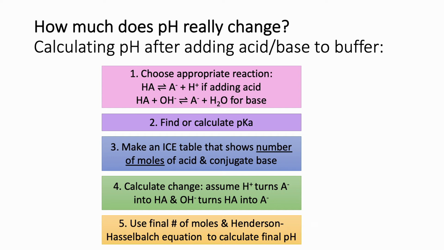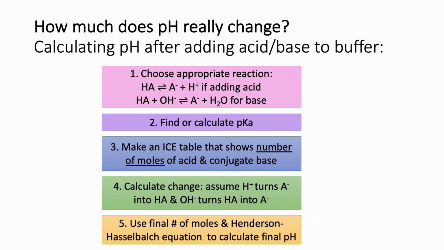Next, we're going to calculate the change, and we're going to assume that all the H plus we add to a solution turns the A minus into HA. All the OH minus we add to a solution turns HA into A minus. And then finally, we're going to take those final number of moles and plug them into the Henderson-Hasselbalch equation to calculate the final pH.